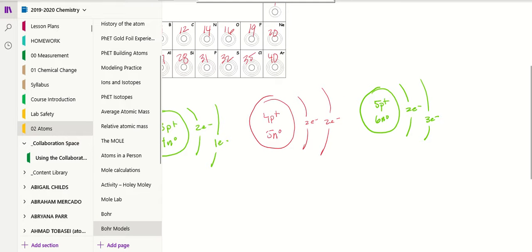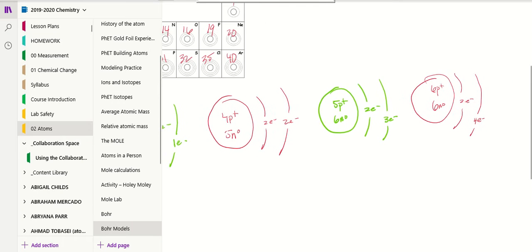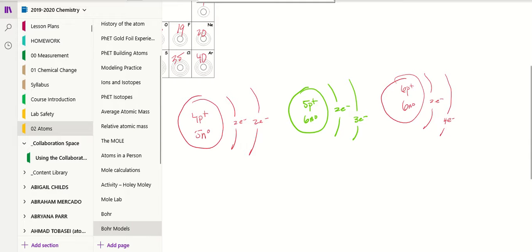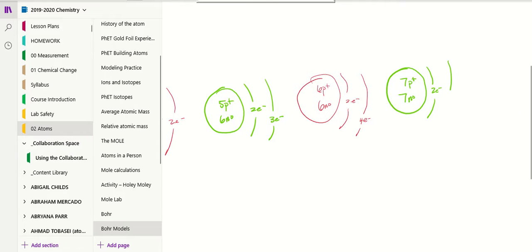After boron, carbon. 12 is the mass number, so 6 protons, 6 neutrons. 2 electrons in the first. How many in the second? 4 electrons in the second. Nitrogen 14. So, 7 protons, 7 neutrons. 2 electrons in the first. Oops. Can't write. And 5 electrons in the second.